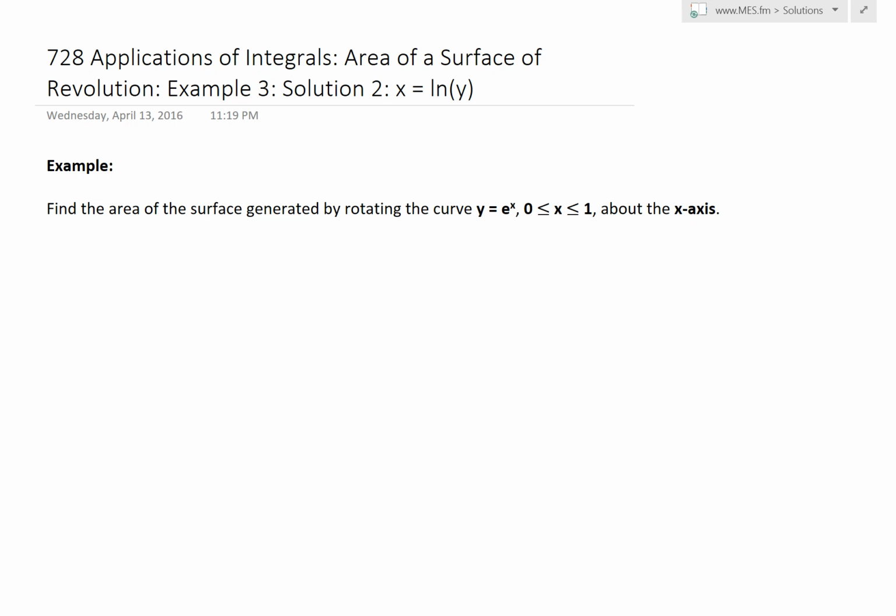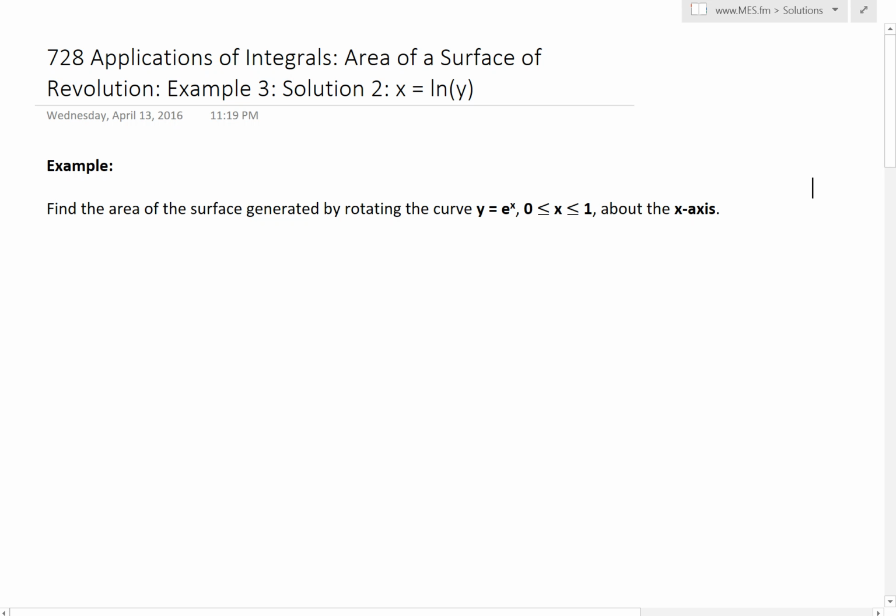Let's further discuss applications of integrals and look at the area of a surface of revolution again. This time we look at the same example 3 that I went over in my last video, but now we're going to solve it using a different solution. We'll call it solution 2, and in this case we'll write x in terms of y like this over here.